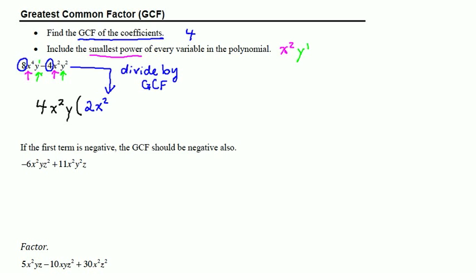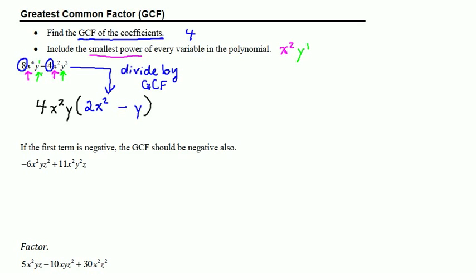For my second term, I have 4 divided by 4, which is 1, so a coefficient of 1. X squared divided by x squared is another factor of 1, and y squared over y gives me y to the power 1, so I still have a y remaining from that term.